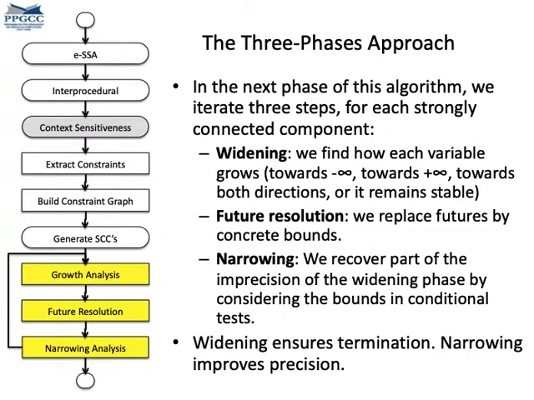We must now solve the constraint system. We process each strong component in topological order. To solve strong components, we iterate 3 analyses until we reach a fixed point. These analyses are called growth analysis, which includes widening and future resolution, then something called narrowing. Let's see each one of them.